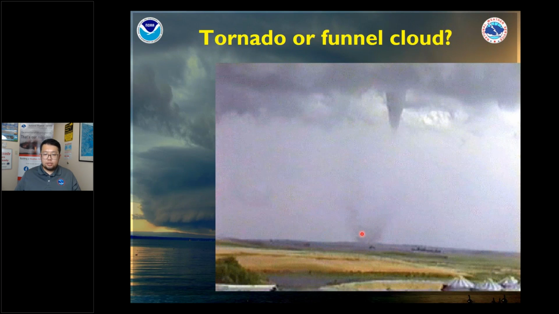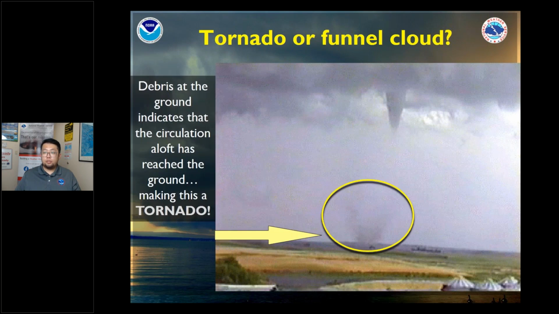A tornado does not always have a perfect, straight funnel cloud. It doesn't have a perfect straight line all the time. Sometimes it is broken. There's just not enough debris for you to see it, but there is still rotating wind occurring. So again, yeah, this was a tornado. Debris at the ground indicates that the circulation is being lofted up. So yeah, again, trick question. Most of you got it right. Give yourselves a hand.